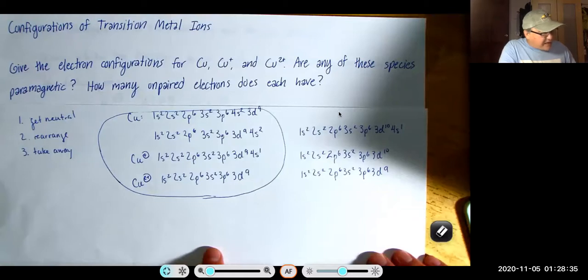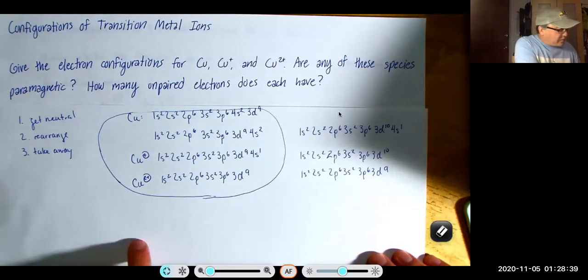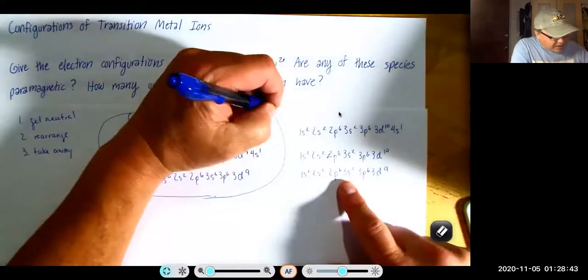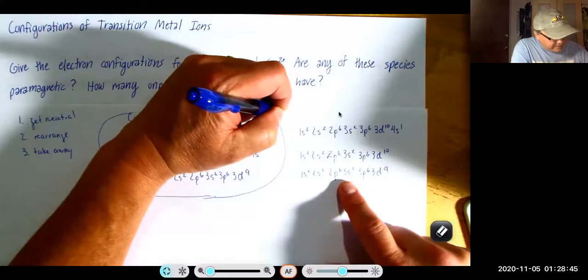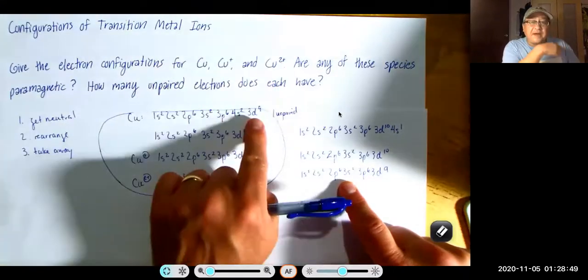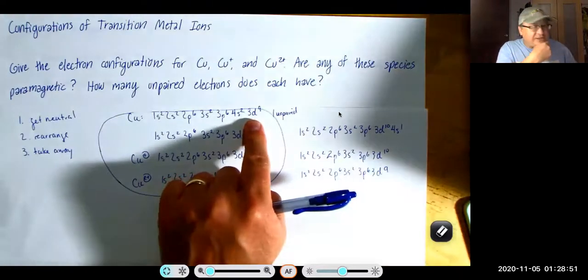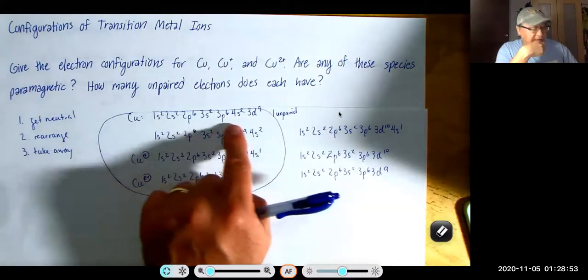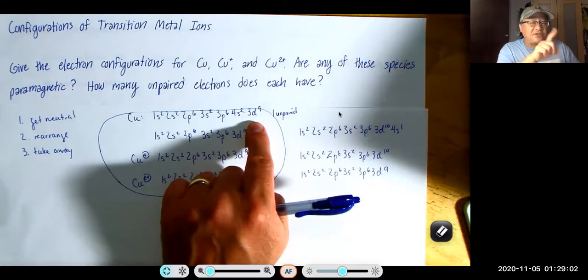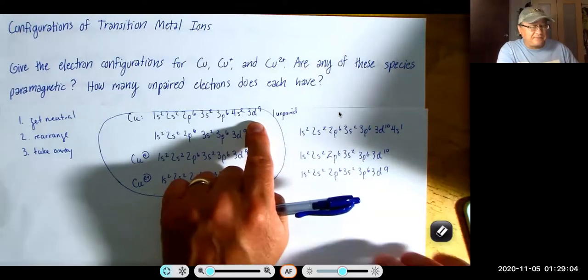Now, how many unpaired electrons does each have? If we look at this copper here, we've got 1 unpaired. And the reason I know that it's only 1 unpaired is because all of these subshells are full, except for the 3d9, which should have 10 if it were full. And if it has 9, that means there's 1 electron that's not paired.